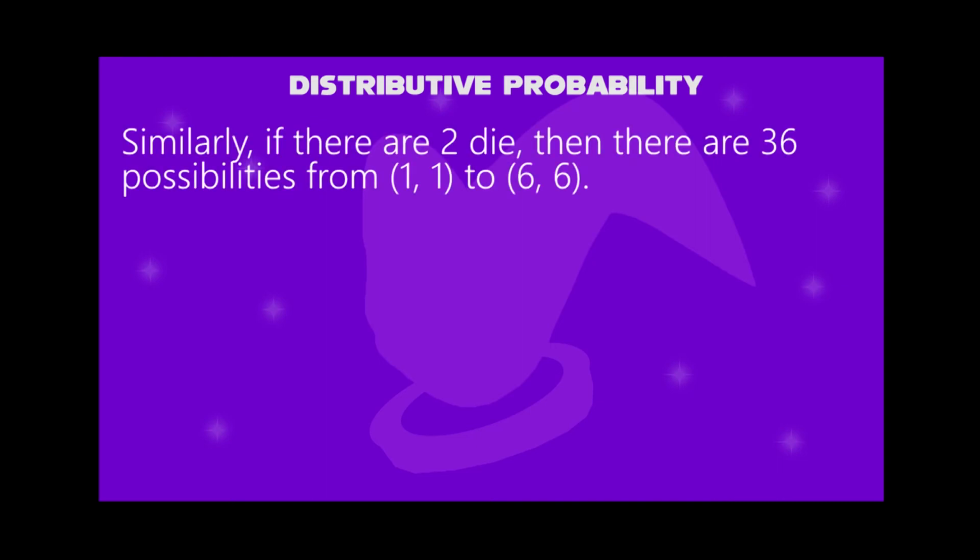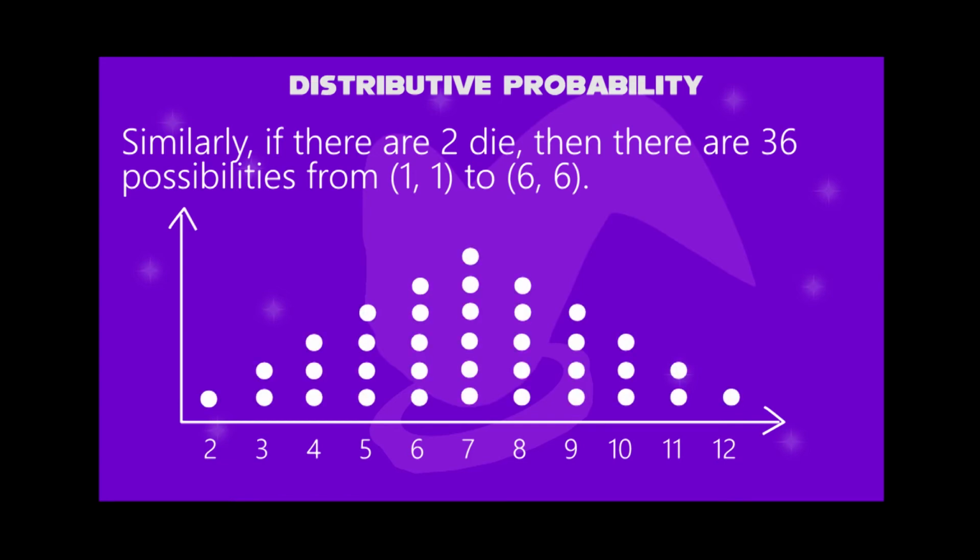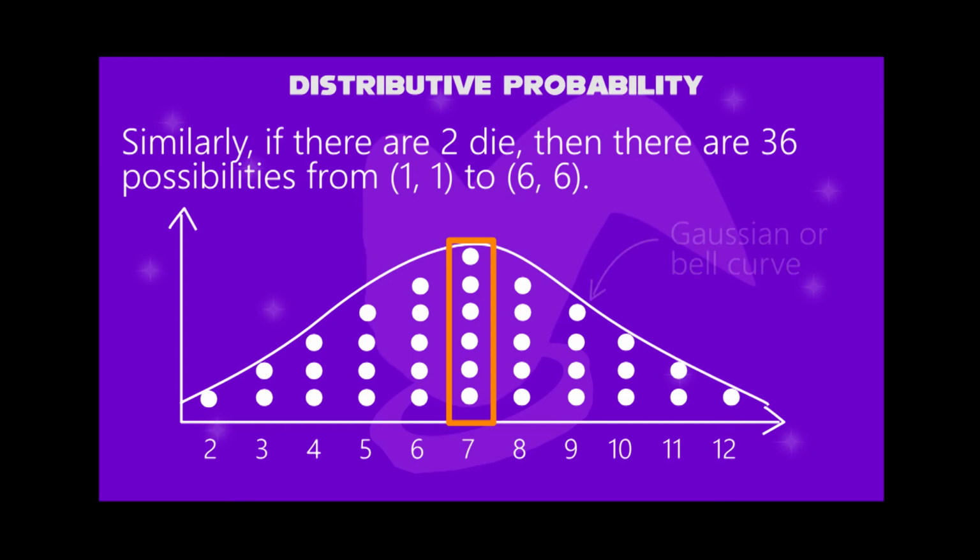Similarly, for 2 dice, this is the resulting probability mass distribution. Each sum ranges from 2 to 12, that is, from 1 and 1, to 6 and 6. The two ends are the lowest peaks. The highest peak is the sum of 7, which has 6 ways, from 1 and 6, to 6 and 1. This is called a Gaussian, or bell curve.